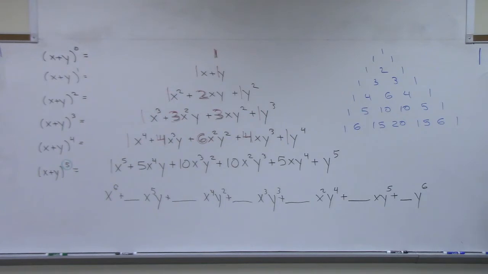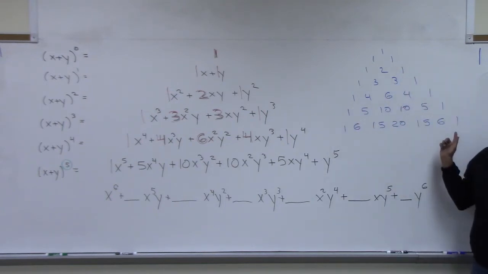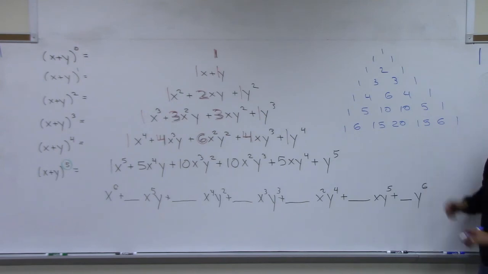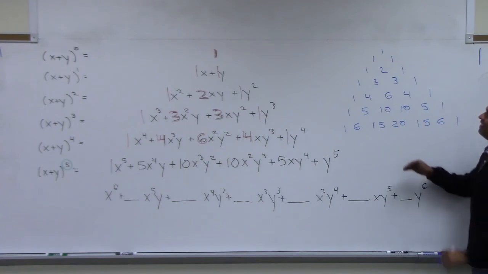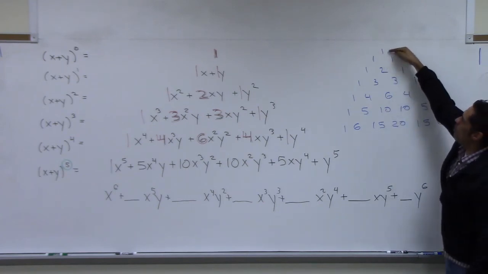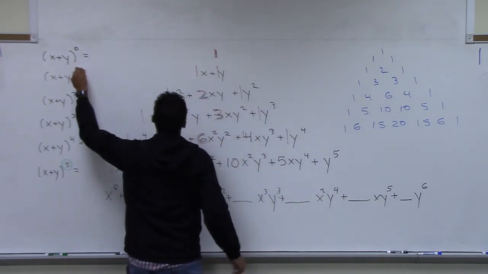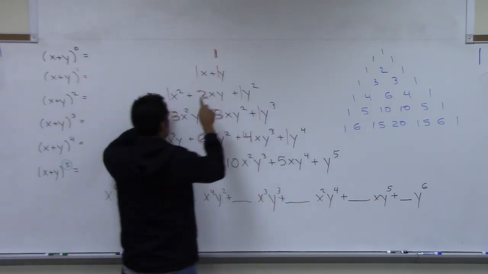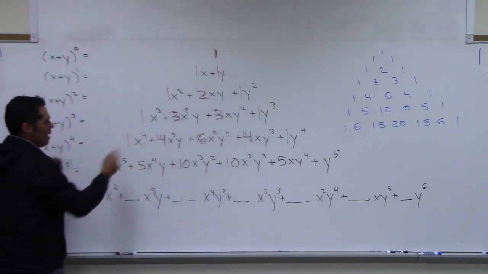Okay. Here's the rule. The ends are always 1. Okay? Now, the number of numbers you have is like, so we have one number here, right? And that was the 0th power. In the first power, we have 2 numbers. In the second power, we have 3 numbers. In the third power, we have 4 numbers, right? Fourth power, we have 5.